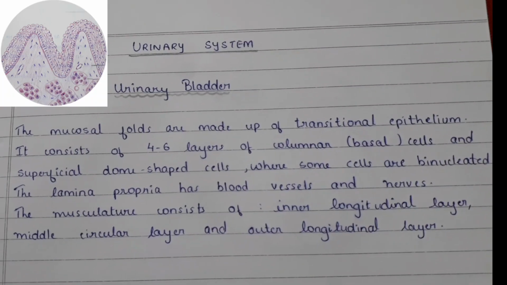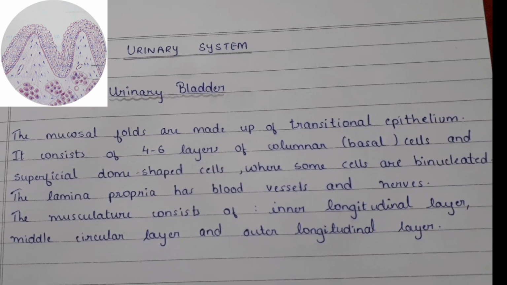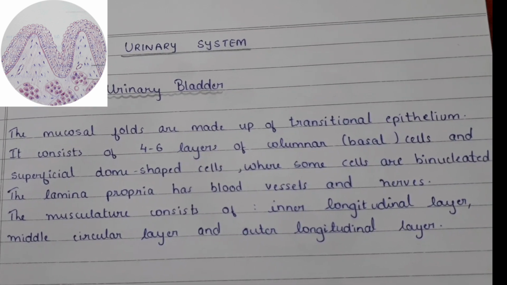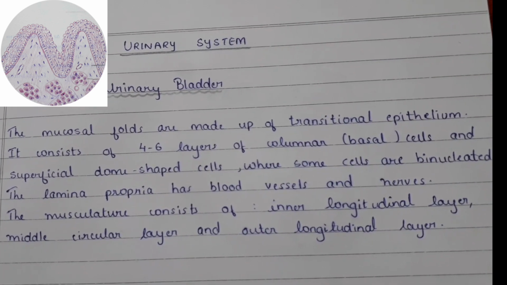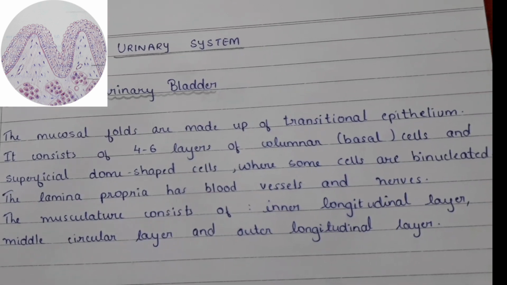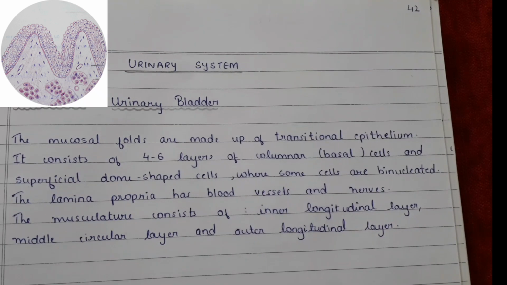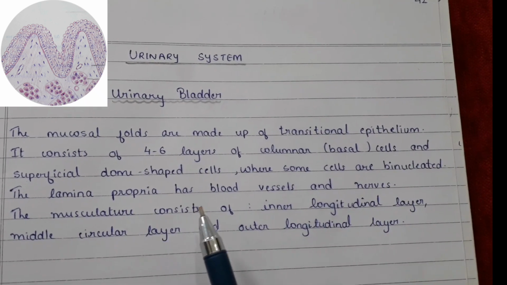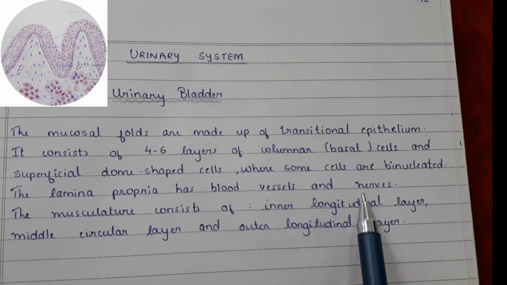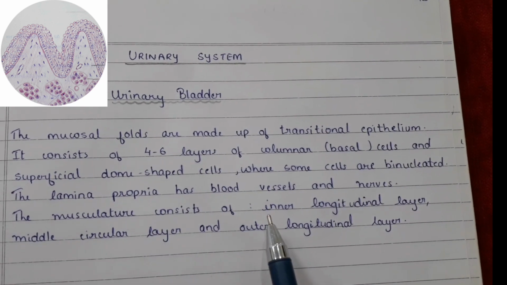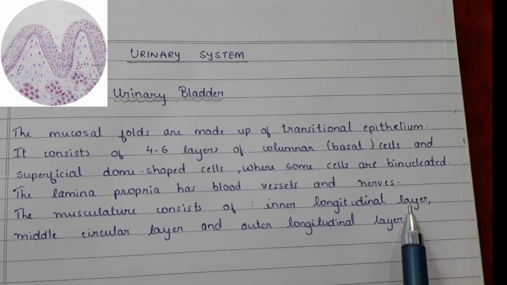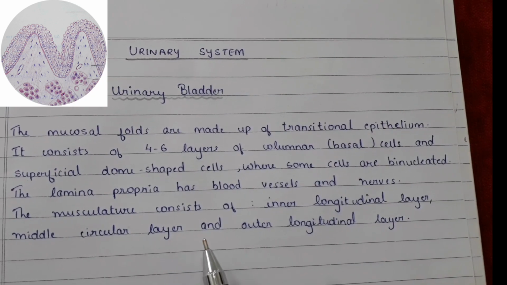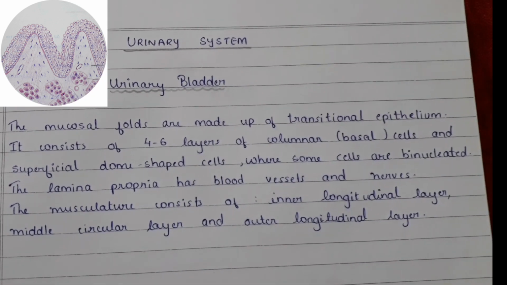The mucosal folds are made up of transitional epithelium. It consists of 4 to 6 layers of the columnar or the basal cells and superficial dome-shaped cells, where some cells are binucleated. The lamina propria has blood vessels and nerves. The musculature consists of the inner longitudinal layer, the middle circular layer, and the outer longitudinal layer.